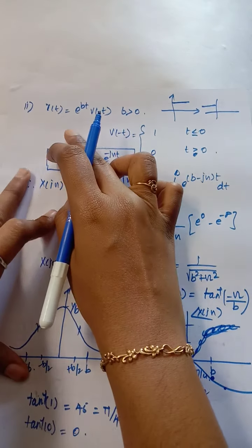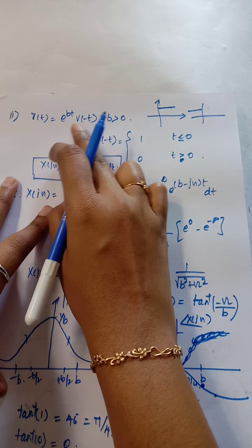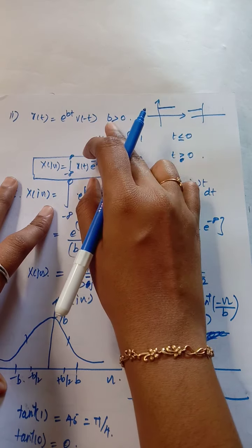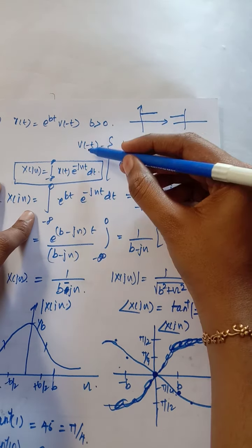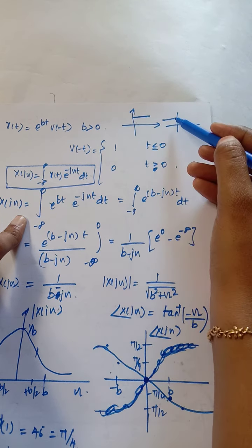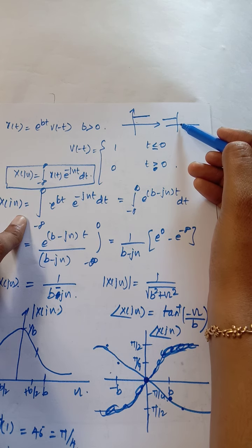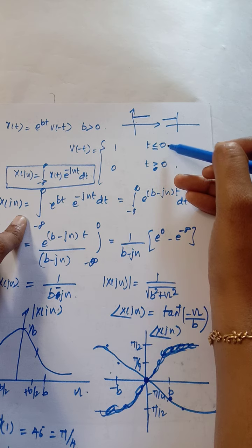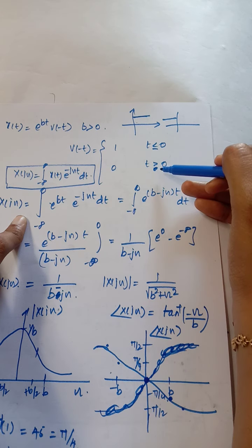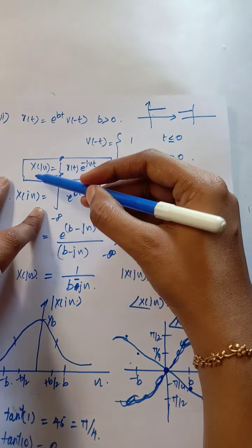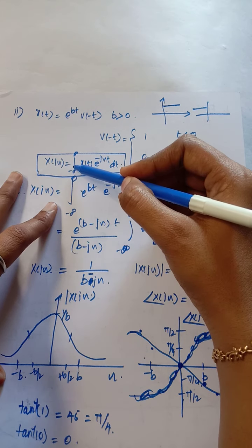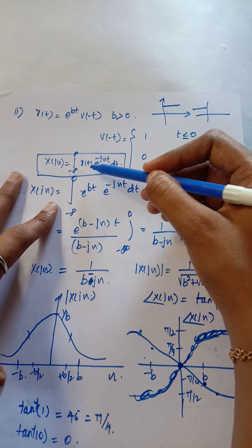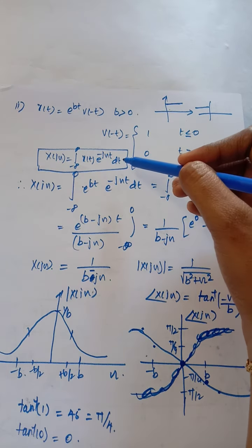The next problem is x of t equal to e power bt u of minus t, b greater than 0. So you know that this is u of t, and this is u of minus t, the time reversal. So this signal exists for time t less than or equal to 0, and is 0 when time t is greater than 0. So this is the formula, X of j omega is equal to the integral from minus infinity to infinity of x of t e power minus j omega t dt.